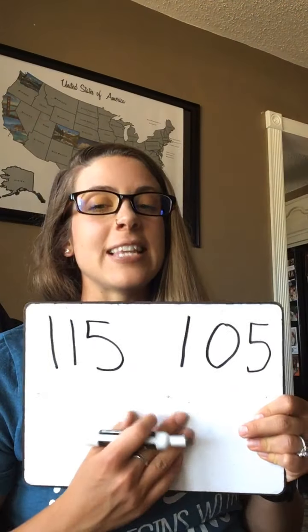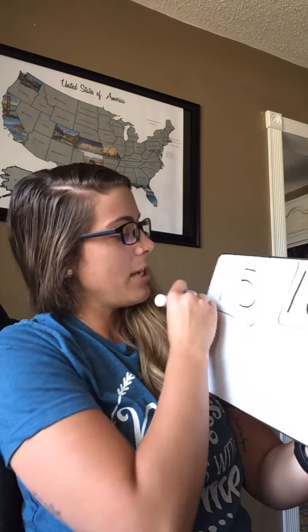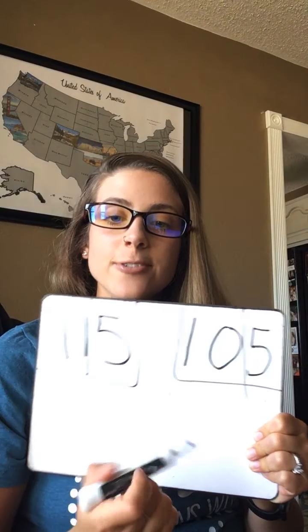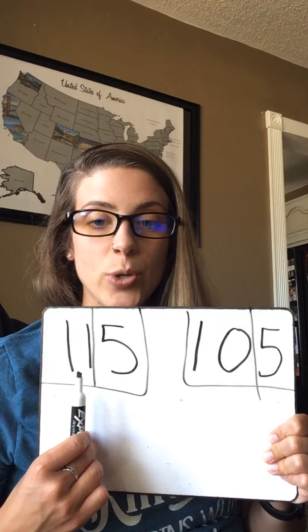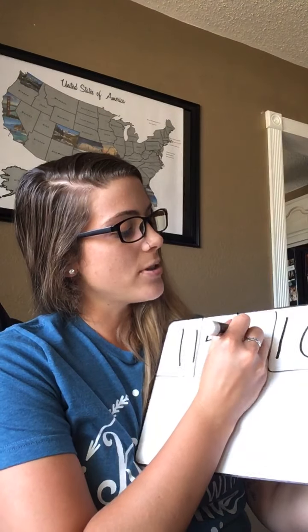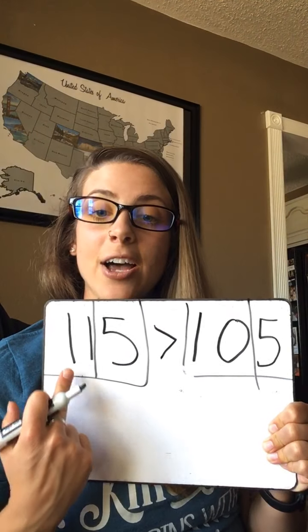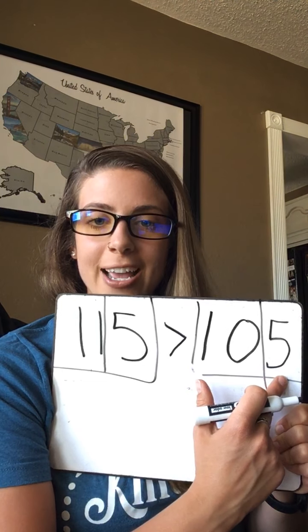Okay. So here, there's another tricky one. I'm really trying to test you. We have 115 and 105. If you can't tell which one's bigger, let's put them in those place value chart or boxes. So this one, they both have 5 in the ones place. But look, this one has 10 tens. This one has 11 tens. So which one's bigger? 115. So we make the bigger mouth towards the bigger number. Let's read it. 115 is greater than 105.